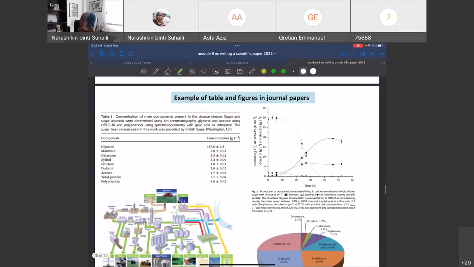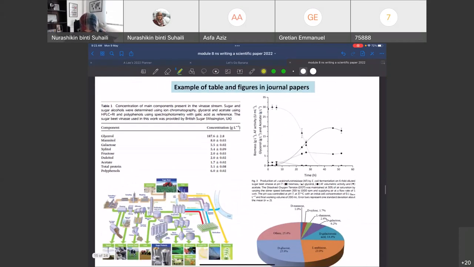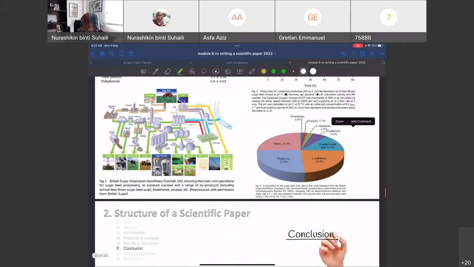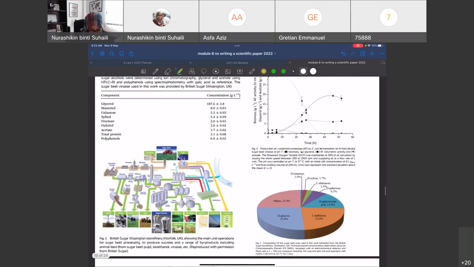For example, I think I've shown this last time. This one says reproduced with permission from British Sugar. This is from my thesis actually. This figure belongs to British Sugar, which is a company, so I cannot simply use it without asking for permission. Once I have the permission, I have to mention this statement, reproduced with permission.